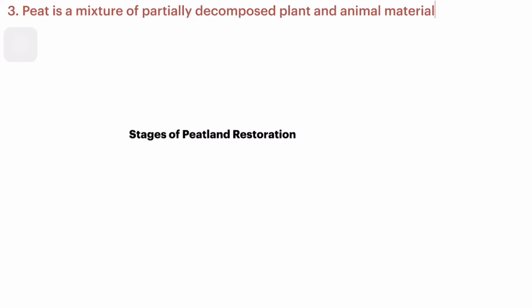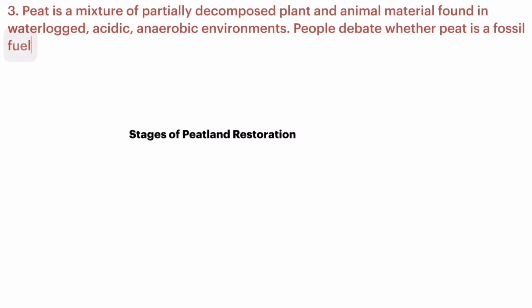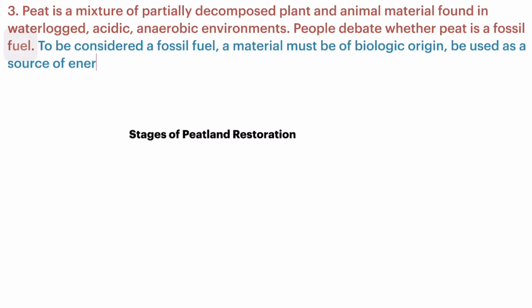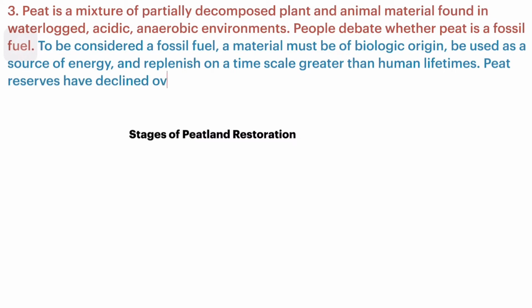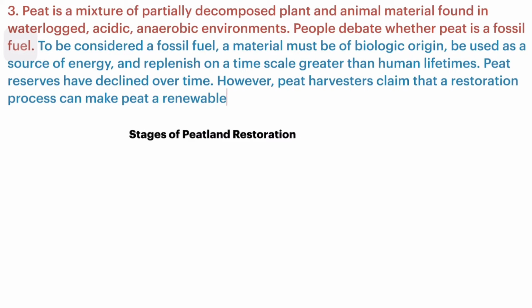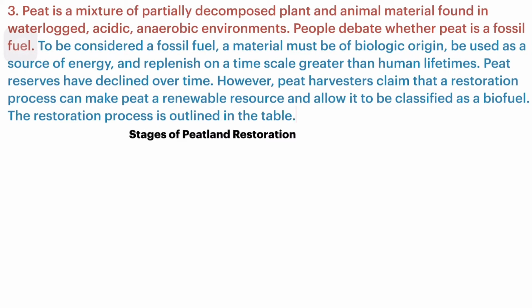Question 3. Peat is a mixture of partially decomposed plant and animal material found in waterlogged, acidic, anaerobic environments. People debate whether peat is a fossil fuel. To be considered a fossil fuel, a material must be of biologic origin, be used as a source of energy, and replenish on a time scale greater than human lifetimes. Peat reserves have declined over time. However, peat harvesters claim that a restoration process can make peat a renewable resource and allow it to be classified as a biofuel. The restoration process is outlined in the table.